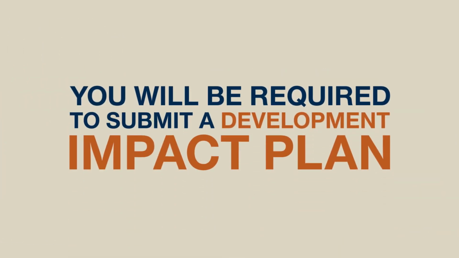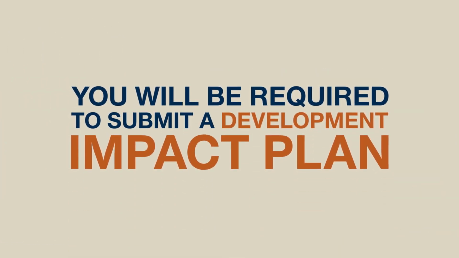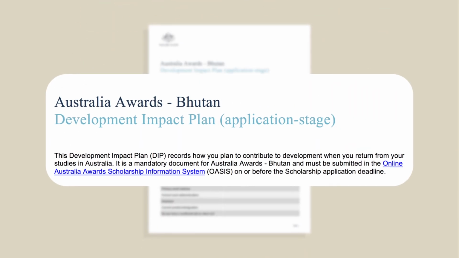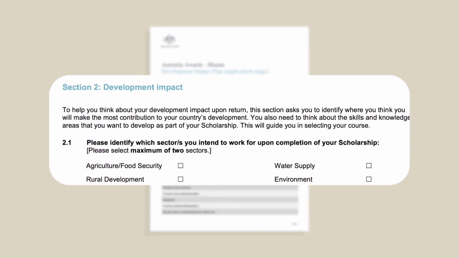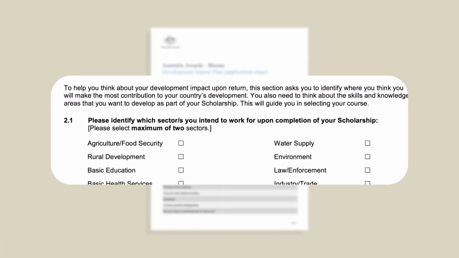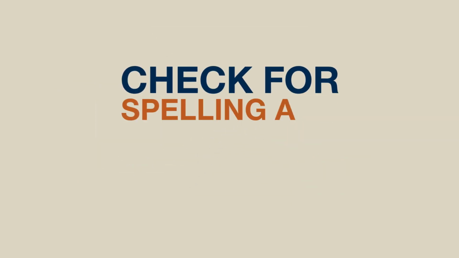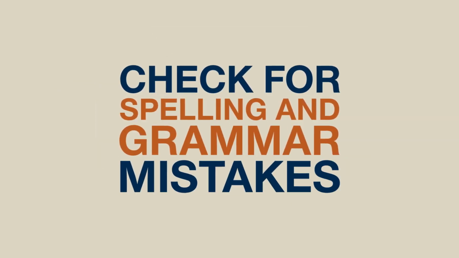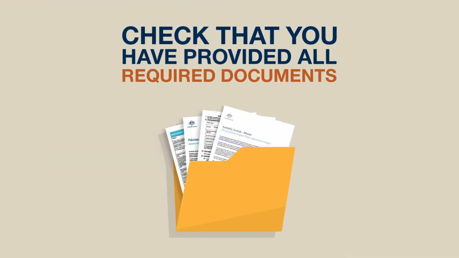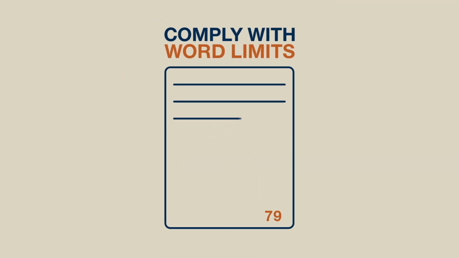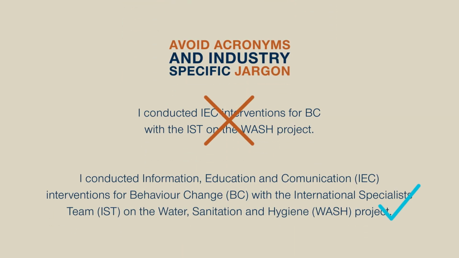You will also be required to submit a development impact plan. Use examples. Make sure that your plan is feasible and directly related to your proposed degree and the development needs of your country. Check for spelling and grammar mistakes. Make sure you have provided the required documents and answered all the questions. Comply with word limits. Avoid acronyms and jargon.